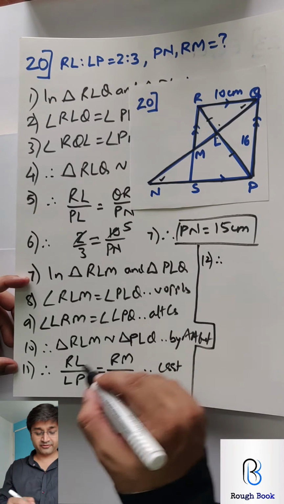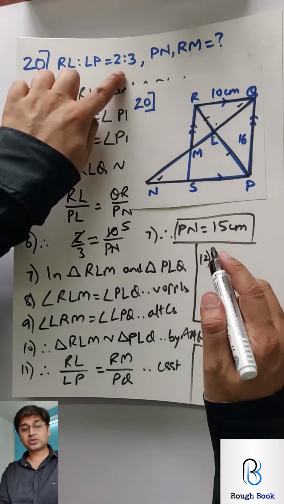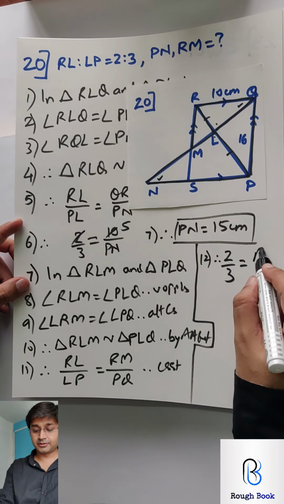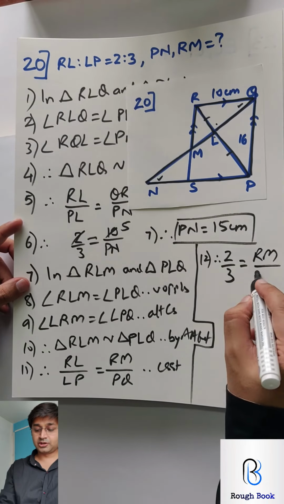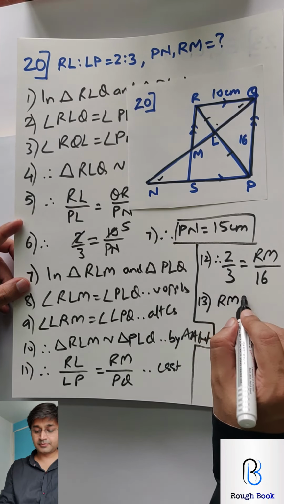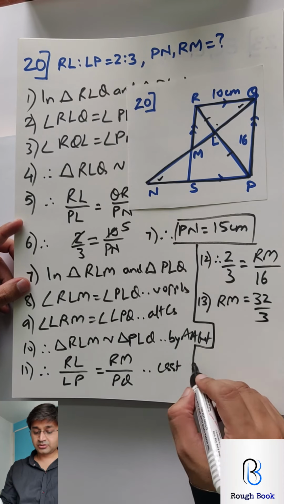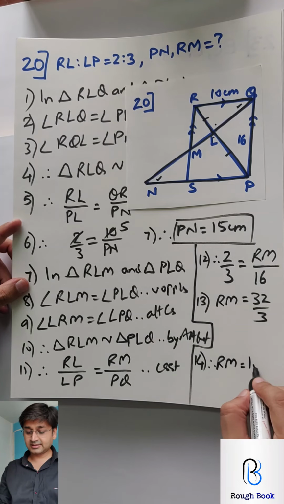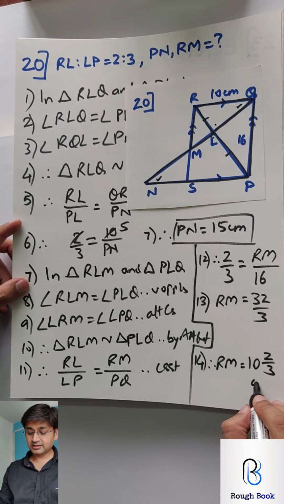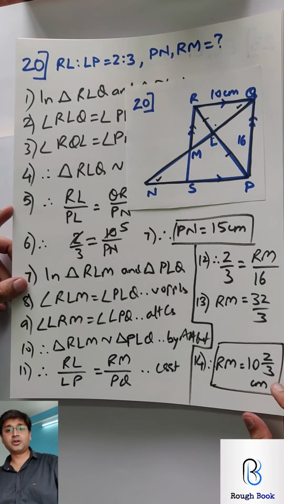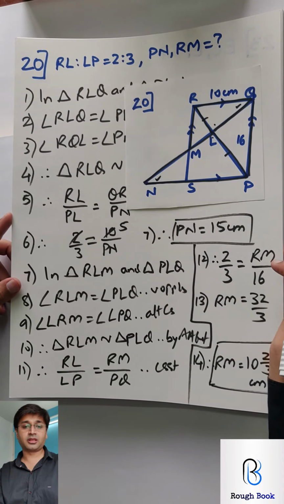So step 12, therefore RL upon LP is 2/3, RM is unknown, upon PQ is 16, so RM is 32/3. So finally you can say RM is 10 2/3 centimeters, or you can write 10.67 or 10 2/3. Both will be accepted, so nothing to worry.